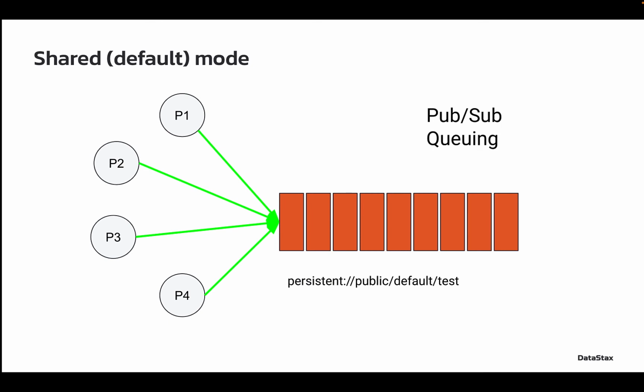The default mode is the shared mode, in which multiple producers can write. In this case, we have P1, P2, P3 and P4 that are connected and writing to the topic persistent://public/default/test. This is the usual mode for pub/sub and queuing applications.